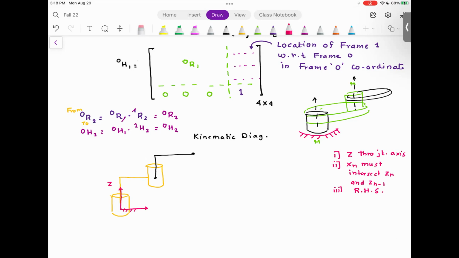This is going to be my Z0. This is going to be my X0. Curl your fingers: X, Z, Y is going out. This is exactly what we did in the last class. Same thing here. This is Z1. I'm going to have X1, and this is going to be my Y1. Are you with me so far?